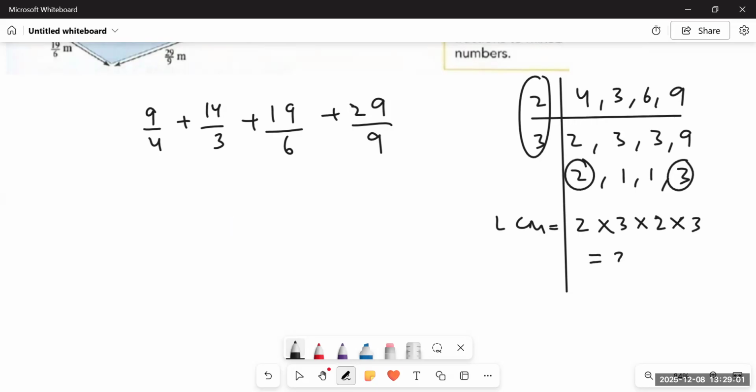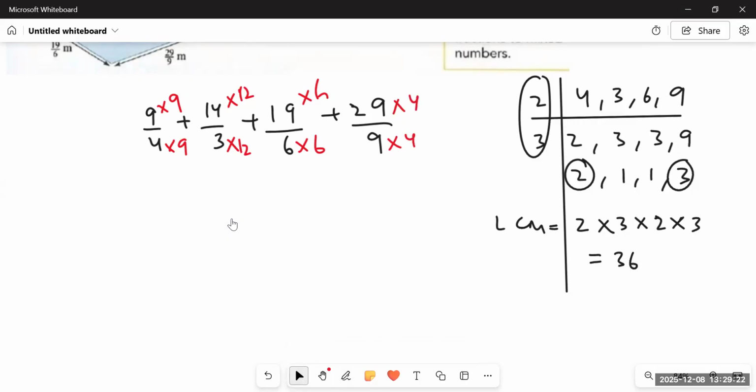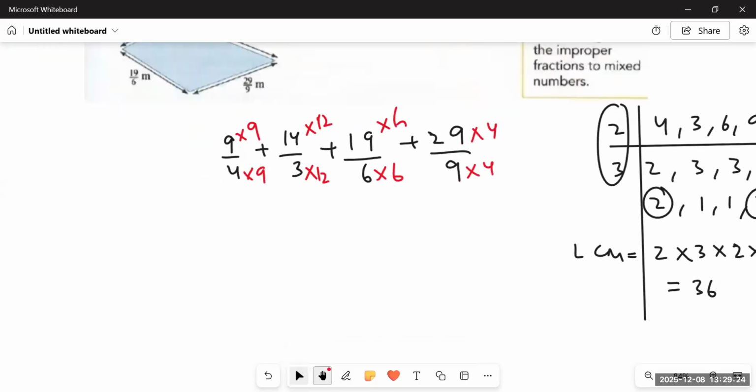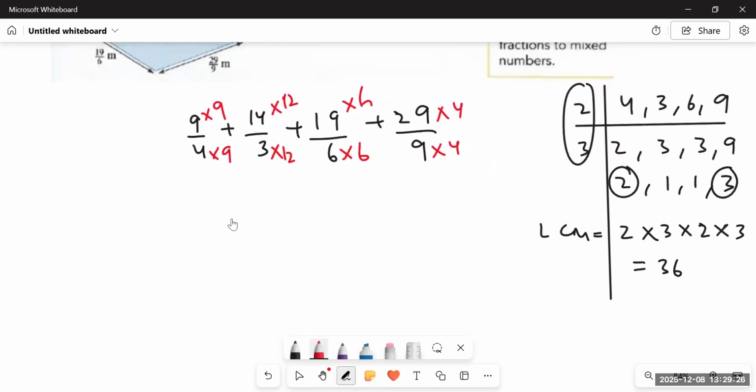which is 36. So what we can do is multiply all these numbers with their co-pairs to convert it into 36. That is 4 nines are 36. 9 twelves are 36. 6 sixes are 36. And 9 fours are 36. Right? Here's how we will be able to find out the perimeter in a single step. But if you find it difficult, we can do it with another method as well.